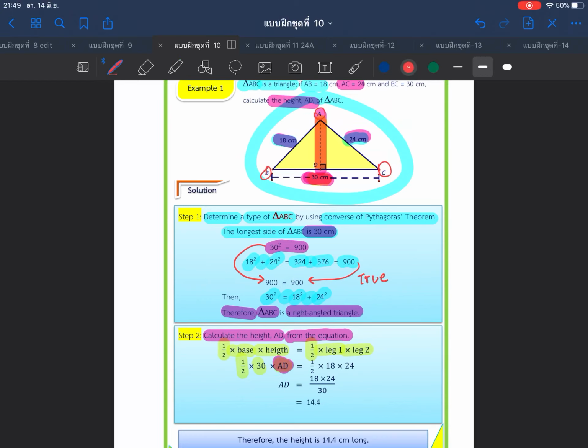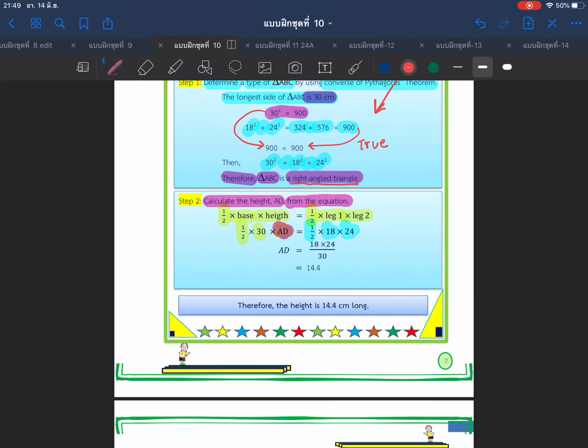In the other way, if we look at this triangle, from step number 1 we know that it is the right angle triangle. So the other way to find the area of triangle ABC is taking a half times leg number 1, which is 18, and leg number 2, which is 24. They both are the same, so we can solve the equation to find AD.